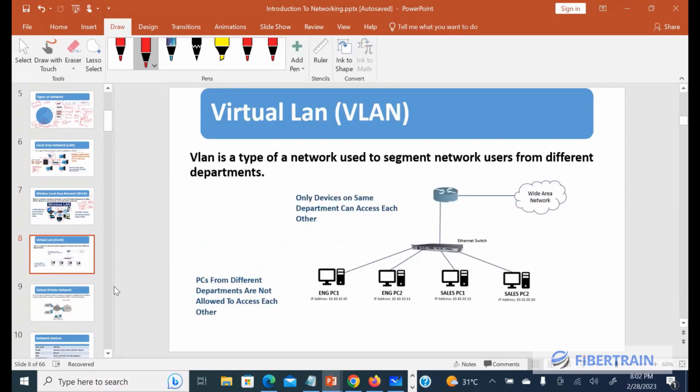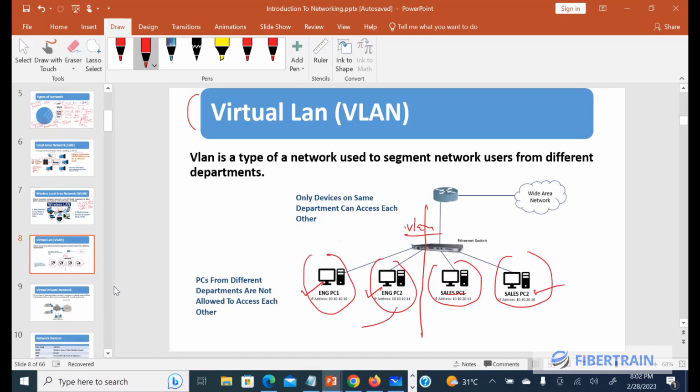Here we have an example of a VLAN. You can see here we have 4 PCs: 1, 2, 3, and 4. Let's say that these 2 PCs are in sales, so we have sales PC 1 and sales PC 2, while these 2 PCs are in engineering, so we have engineering PC 1 and engineering PC 2. When a VLAN has not been configured, and what we have is a LAN, all these 4 PCs should be able to access each other and share resources. But the moment you place a virtual LAN on top of the LAN, it's as if we have divided this network into 2. Engineering can talk to engineering, sales can talk to sales, but it's no longer allowed for sales to talk to engineering. And that's the power of VLAN.